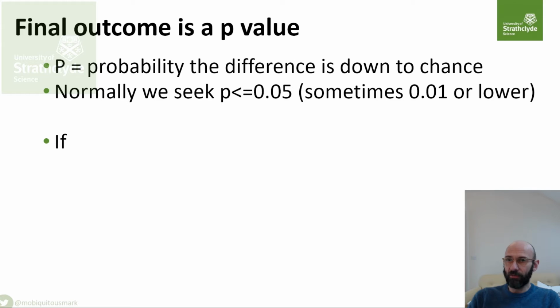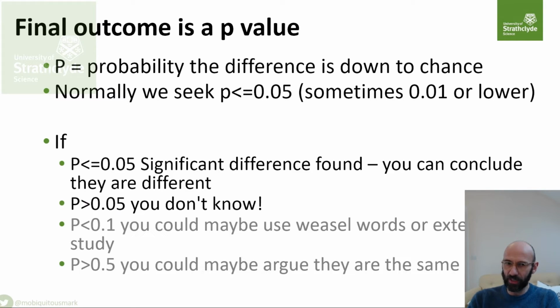So the final outcome is a p-value. The probability the difference is down to chance. Normally we seek a p-value of less than or equal to 0.05. Sometimes if it's medicine, lower than that. So if we get a p-value of less than or equal to 0.05, we have a significant difference. We can all clap and go home. We've got a result. Awesome. If it's above that, we don't really know.